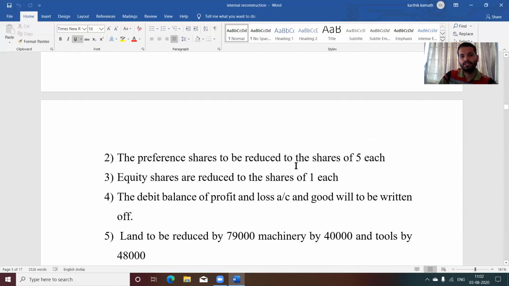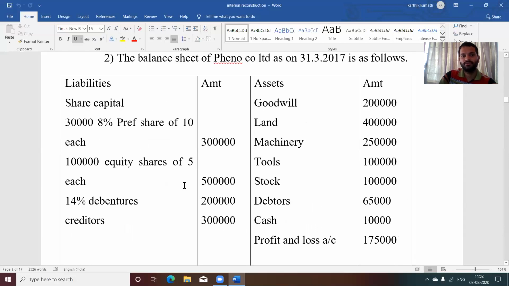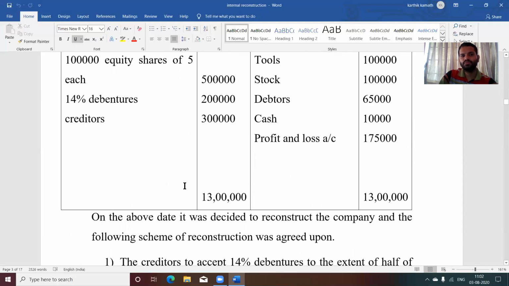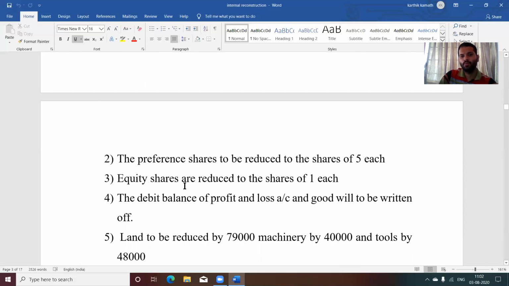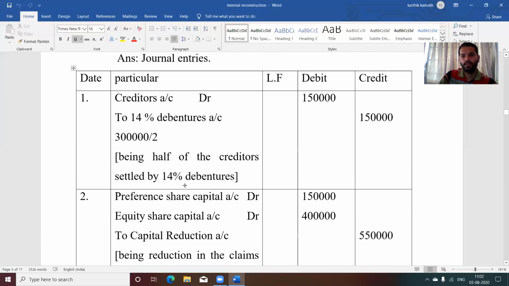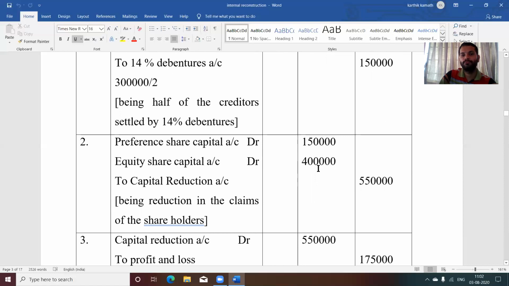So next journal entry, next adjustment: equity shares are reduced to shares of 1 each. So here, 1 lakh equity shares of 5 each, that is 5 lakh. So again 1 lakh into 5 minus 1, that is 1 lakh into 4, 4 lakh. So the total balance transferred to capital reduction is 1 lakh 50,000 plus 4 lakh, that is 5 lakh 50,000, being the reduction in the claims of shareholders. Shareholders means preference shareholders plus equity shareholders.